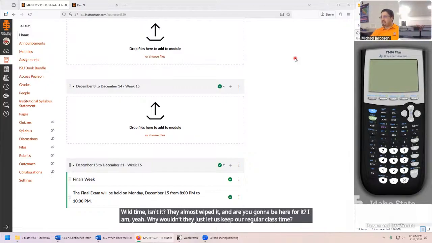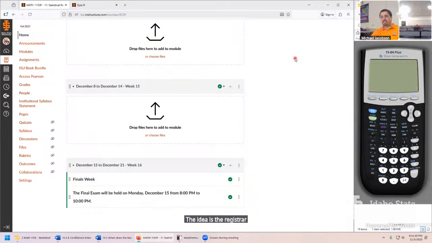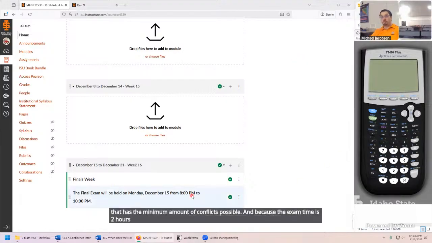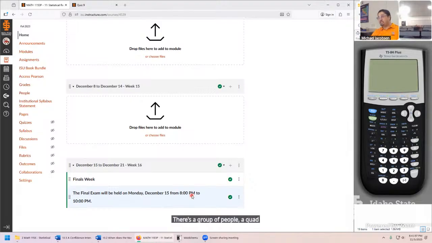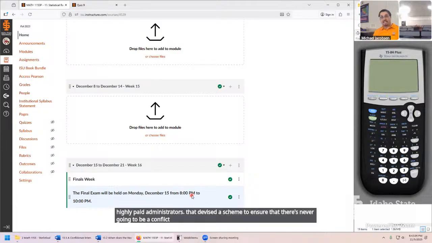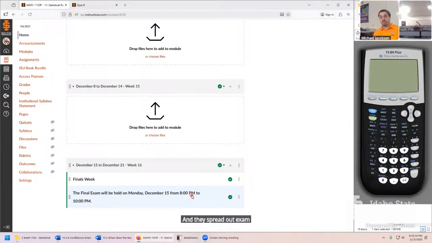The idea is the registrar tries to do a final exam schedule that has the minimum amount of conflicts possible. And because the exam time is 2 hours, way beyond the ordinary class time, there's a group of people, a cadre of people in Pocatello, the registrar, highly paid administrators, that devised a scheme to ensure that there's never going to be a conflict between one class and another. And they spread out exam times really far for that reason.